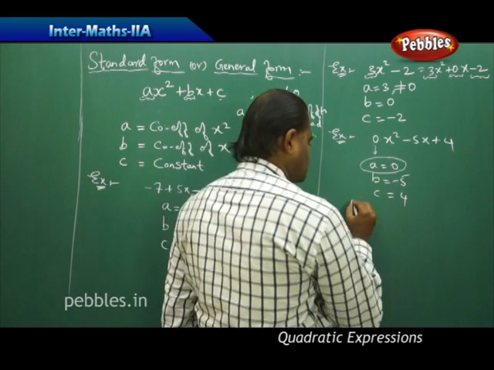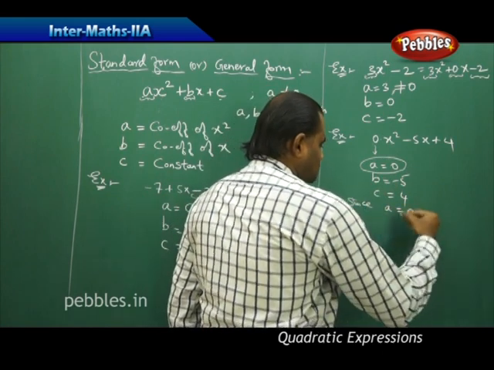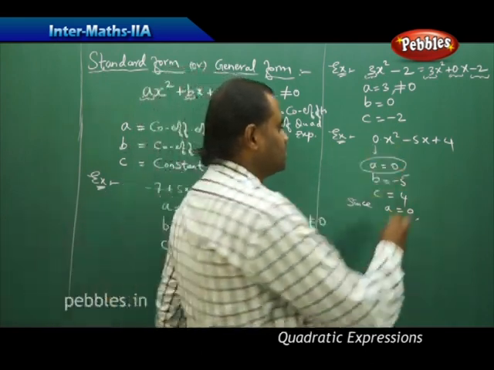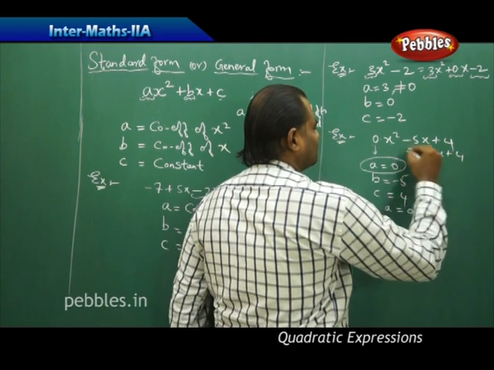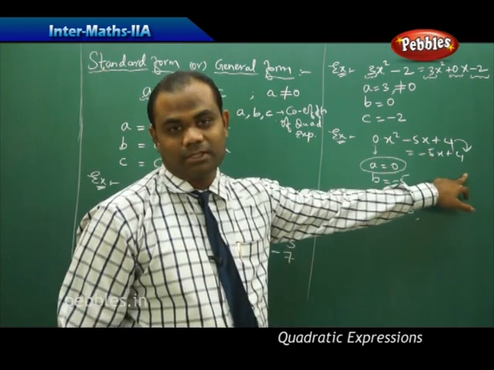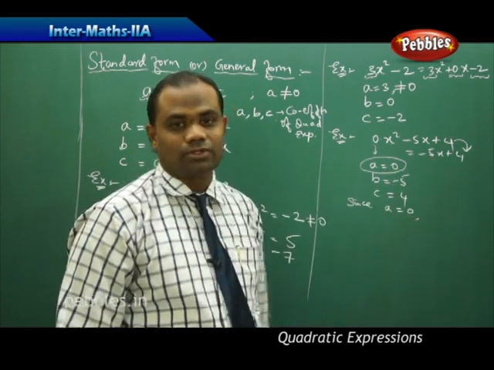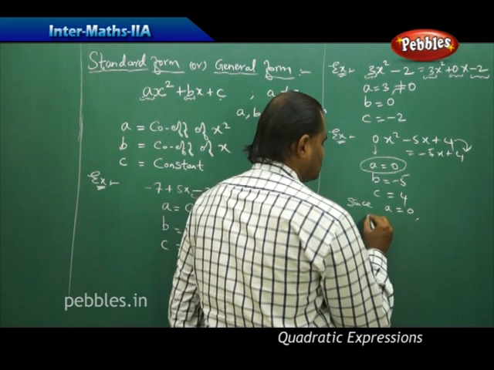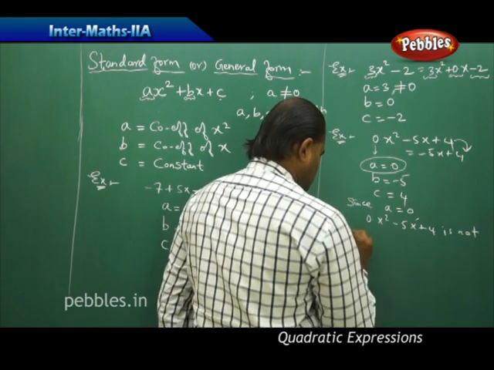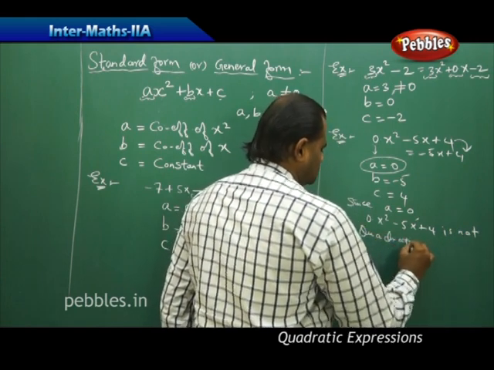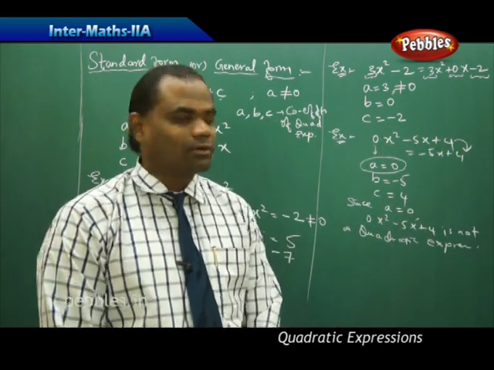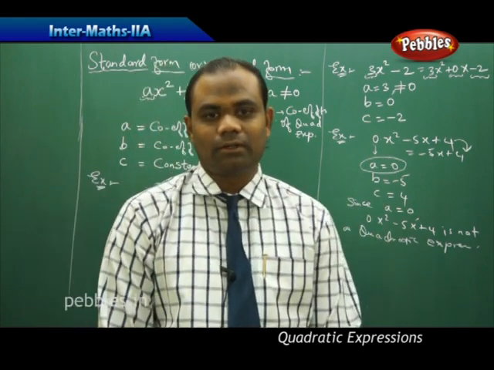Therefore, since a is equal to 0, it doesn't form a quadratic expression. The reason we have already discussed: it reduces to a linear form when simplified with the 0 value, which gives me negative 5x plus 4. And therefore a equal to 0 implies this is not a quadratic expression. This cannot be a quadratic expression according to the definition, is how I conclude.